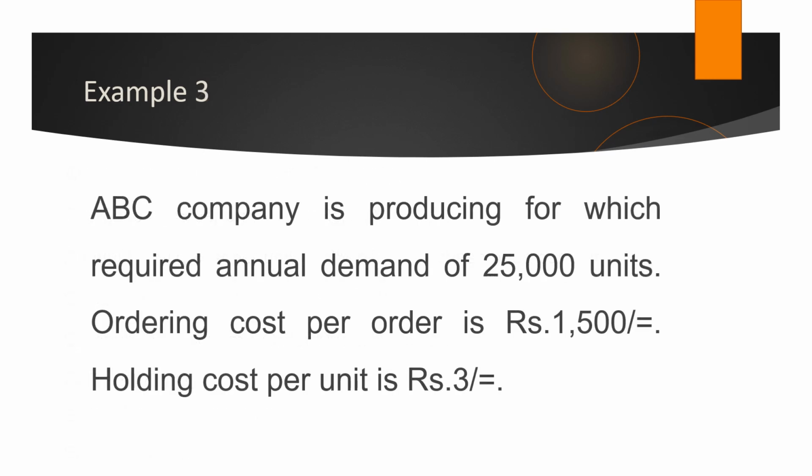The ABC company is producing for which required annual demand of 25,000 units. The ordering cost per order is 1,500 and the holding cost per unit is just 3 rupees. Now let's calculate the EOQ based on these figures.